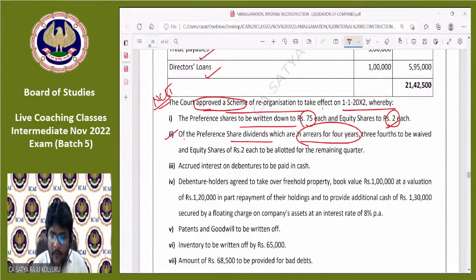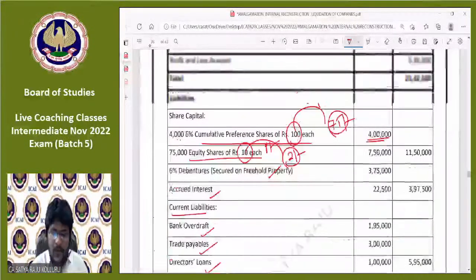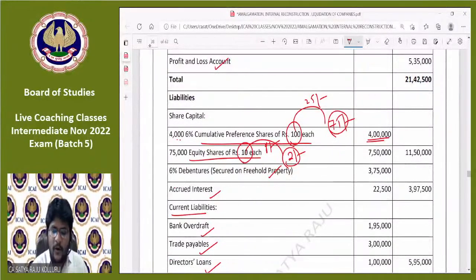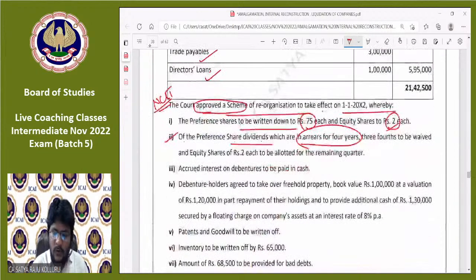Now, of the preference share dividends which are in arrears for 4 years, can you please tell me, all of you, one year preference share dividend, how much? 6% into 4 lakhs, which is 24,000 per annum is the dividend. For 4 years means 4 into 24,000. Of the preference share dividends which are in arrears for 4 years, 3/4 to be waived, and for the remaining quarter, equity shares of 2 rupees each to be allotted.